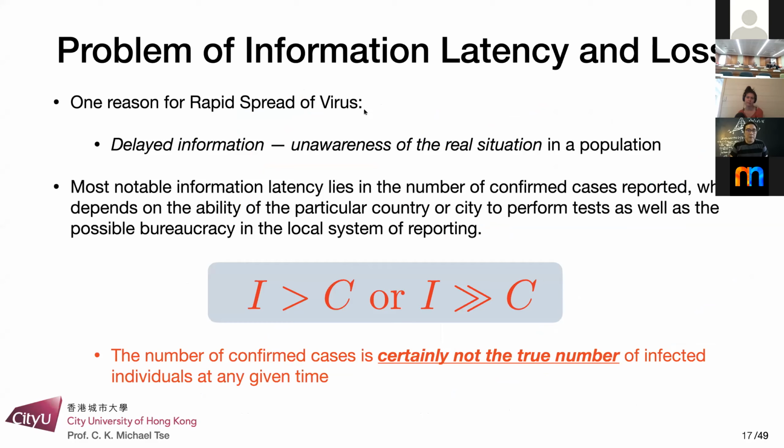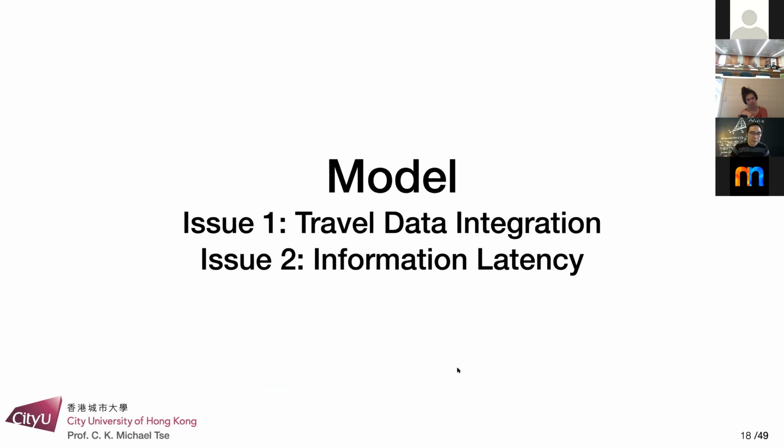Now, as I mentioned, this is another serious problem with the modeling: delayed information and also missing information. In very simple terms, what we are saying is the actual number of infected individuals is bigger than the number of confirmed cases, that is the official figures that we normally see from the government or authorities. It's not just bigger, it's a lot bigger. The number of confirmed cases is certainly not the true number of infected individuals at any given time.